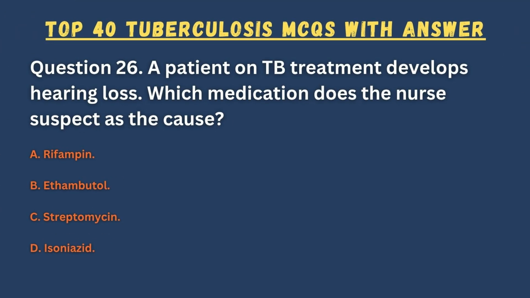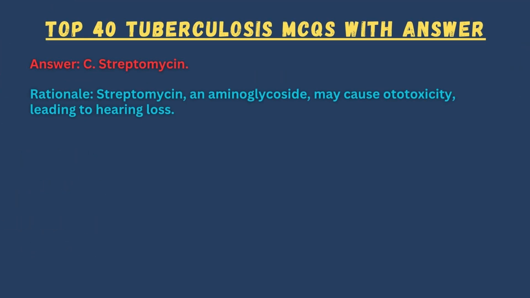Question 26. A patient on TB treatment develops hearing loss. Which medication does the nurse suspect as the cause? A. Rifampin. B. Ethambutol. C. Streptomycin. D. Isoniazid. Answer: C. Streptomycin. Rationale: Streptomycin, an aminoglycoside, may cause ototoxicity, leading to hearing loss.